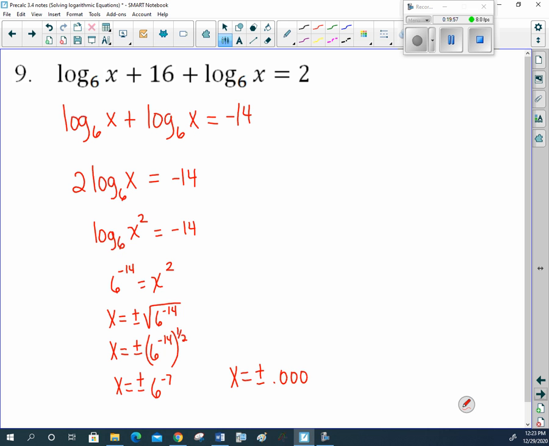Let's see, 1, 2, 3, 4, 5, 6, and then this is 6. So 1, 2, 3, 4, 5, 6, 7. Yep. So there we go. There's our two answers. We're going to throw out that negative 0.006 because if I put that up there in the top, the logarithm of base 6 of x, that's going to give me a negative number.